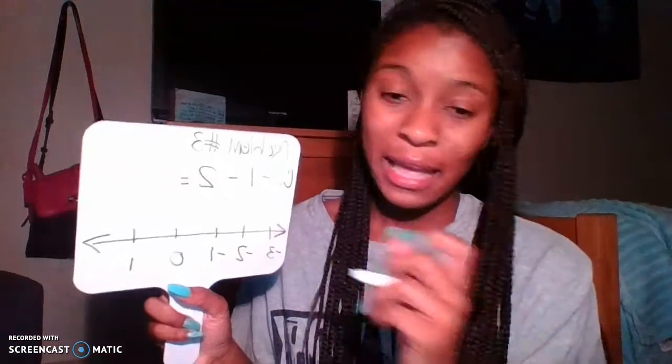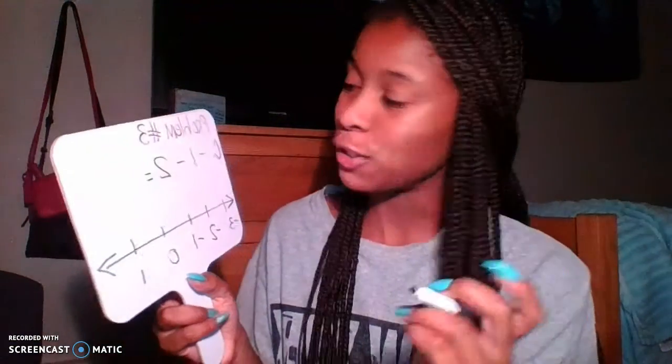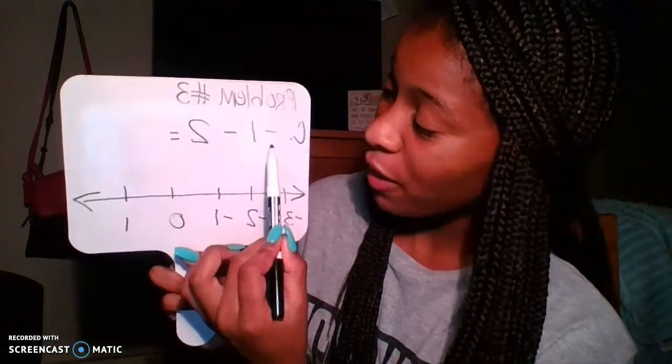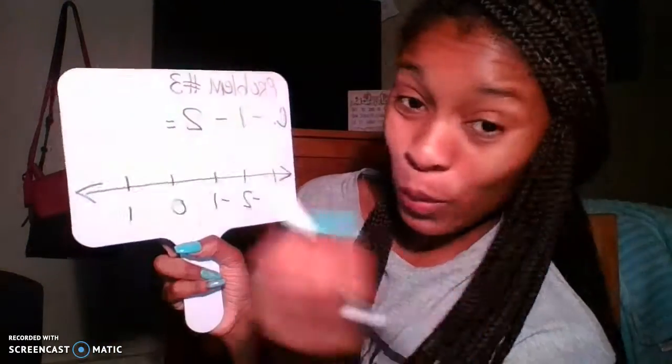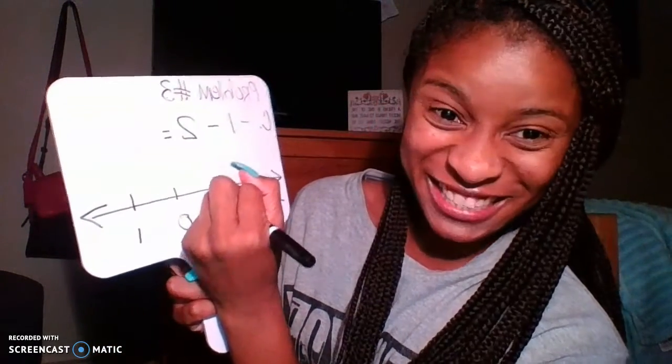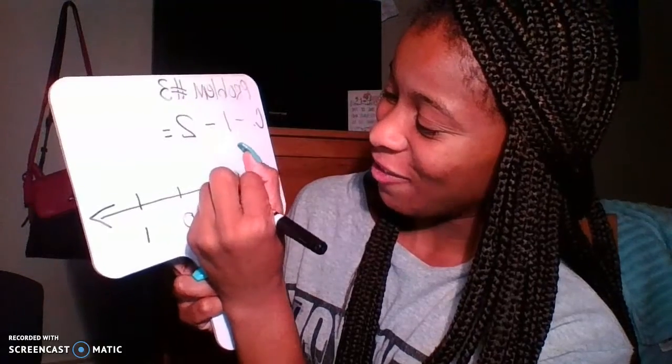Hello, we're back again with problem 3, part C. The equation is negative 1 minus positive 2. Okay. Just keep in mind, anything is possible as long as you put your mind to it. So let's tackle this problem. We start with the first digit, which is negative 1, so we put a big dot right on the negative 1.